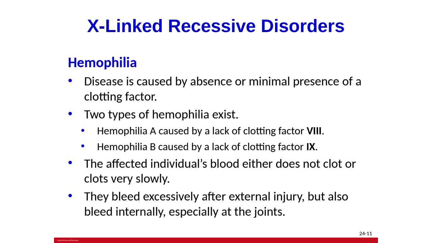So what's the outcome of this? The affected individual's blood either does not clot or clots very slowly. They can bleed excessively from external injury, but also they can bleed from internal injury, especially at the joints. So this is a pretty terrible disorder, but nowadays those clotting factors are just simply proteins. So if a person with hemophilia cuts themselves or is injured internally, they can simply take an injection of these clotting factors, and then their blood would clot normally.